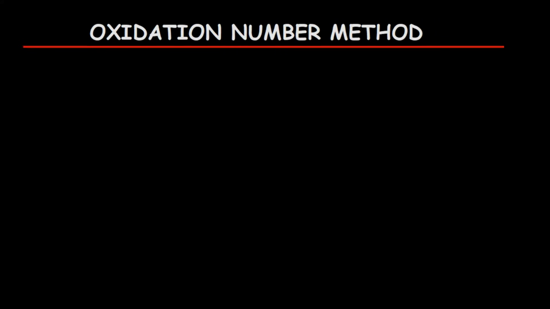Now, how do we balance these redox reactions? It's very, very important. There are different methods that you can use. There's the oxidation number method. You can also balance these equations in acidic and in basic media.